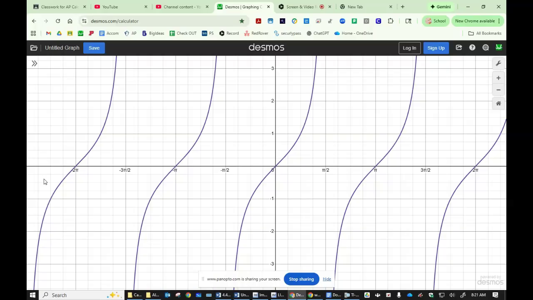Now, the domain of that then is really weird. Its domain is not all real numbers, because it has those asymptotes. Every pi that's divided by 2 has an added vertical asymptote there. Okay, what's its range? Range is all real numbers.